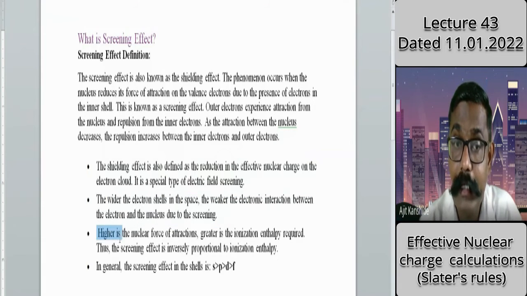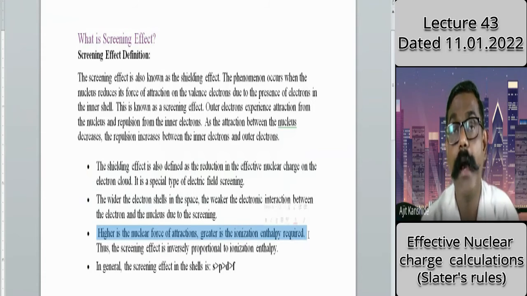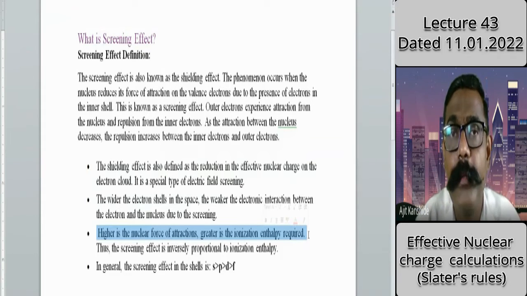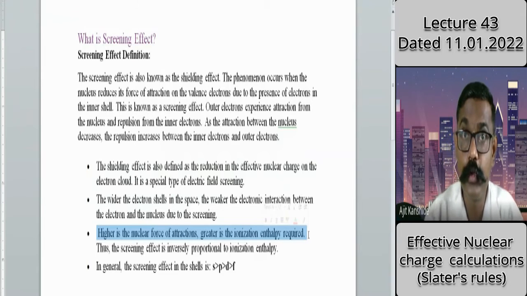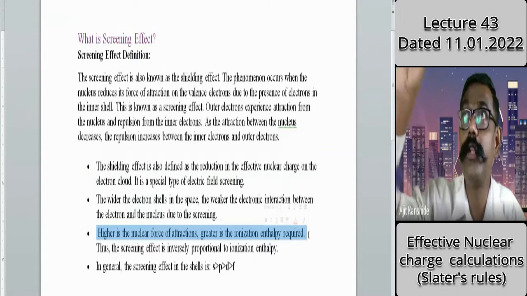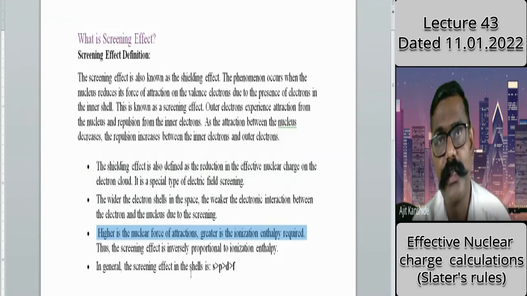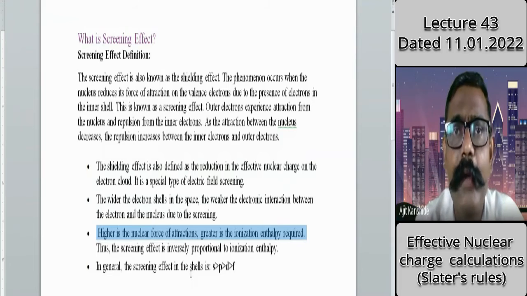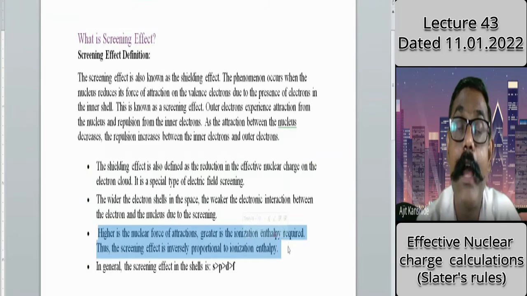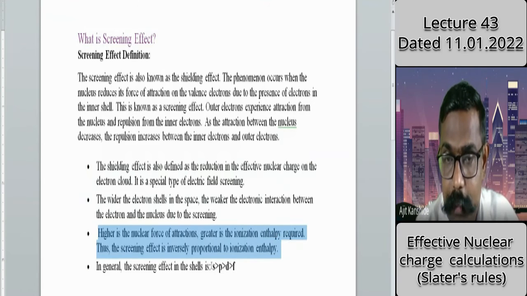Other way, higher is the nuclear force of attraction, greater is the ionization enthalpy required. Means they are comparing with the ionization potential or enthalpy for the ionization. If nuclear power is strong, nuclear power is more, then it is difficult to remove the electron. Ionization enthalpy will be high. So screening and ionization are inversely proportional, that they want to say. So it is an additional point they have covered, or while discussing ionization potential and the periodic trend, I told you about the screening or the shielding. So it is also one important point.